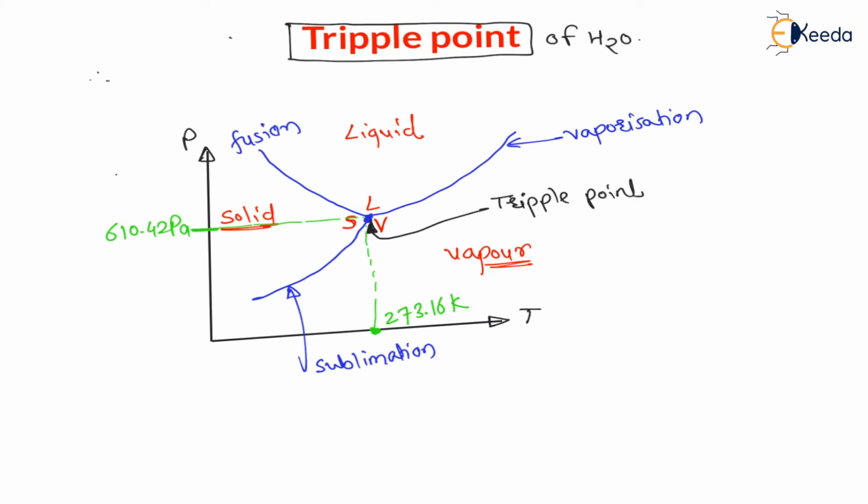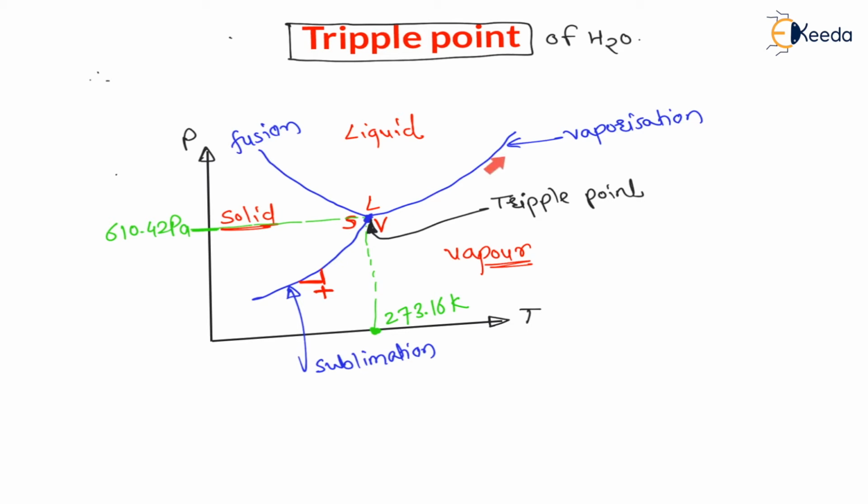Now, my dear students, here on the sublimation line, can you imagine that as pressure is increasing, simultaneously temperature is also increasing? That means if the change in temperature is positive, the change in pressure is also positive. Therefore, the slope of the sublimation line is positive. Temperature is increasing, then pressure is also increasing. Therefore, the slope of the sublimation line is positive.